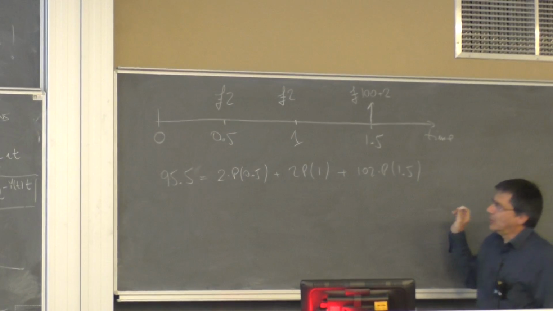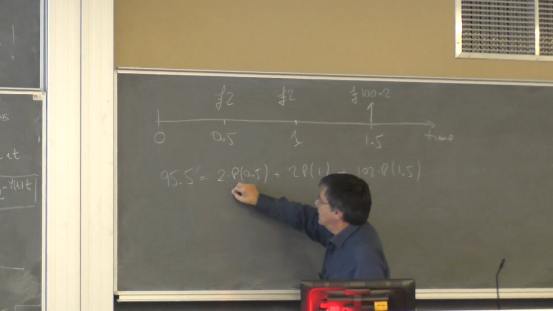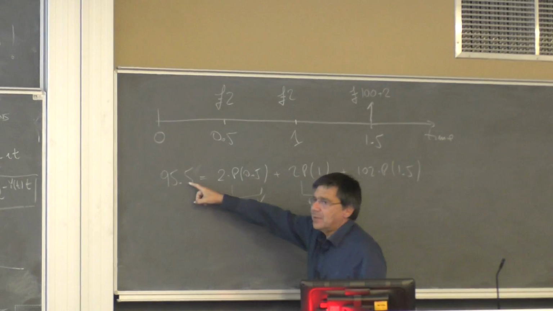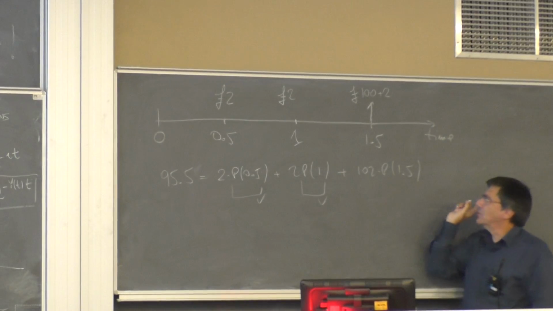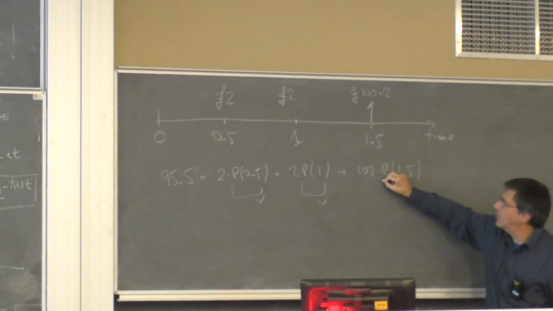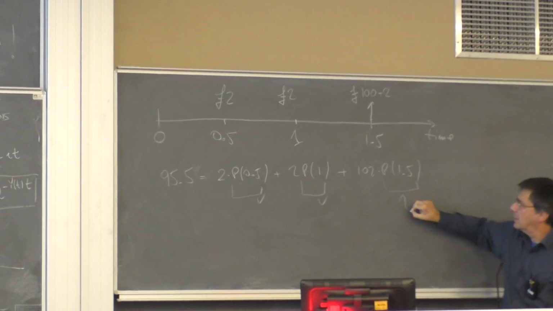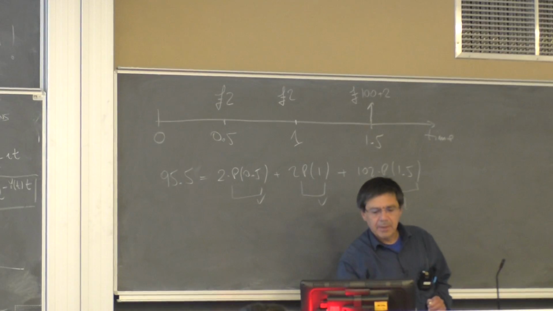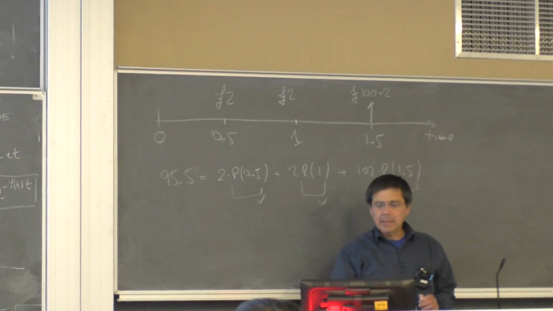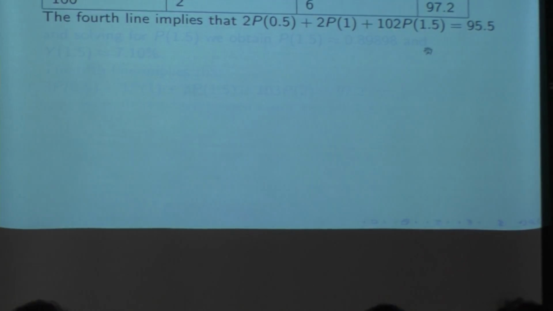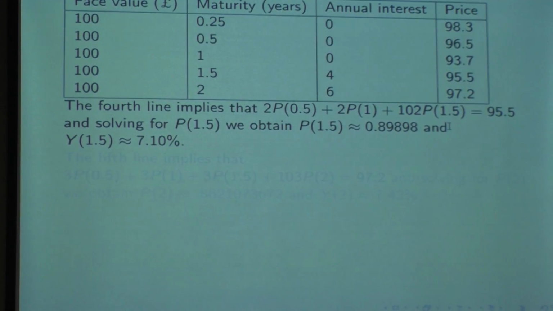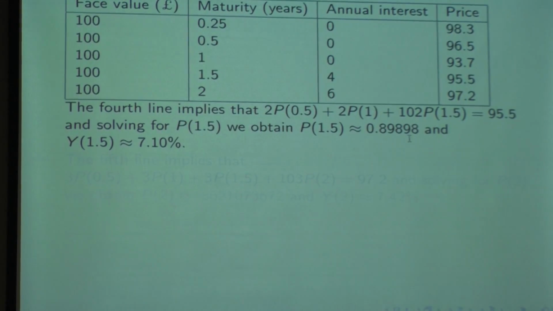Okay. And then we look at this and we say, we computed this, we computed that, we observed this in the market. The only thing we don't know here is this number over here. So let's solve for this number. Okay, so let me repeat myself. I look at the fourth bond. It tells me that this equation must hold. I know all the numbers here except for P of 1.5. I can solve for P of 1.5, and I get something.